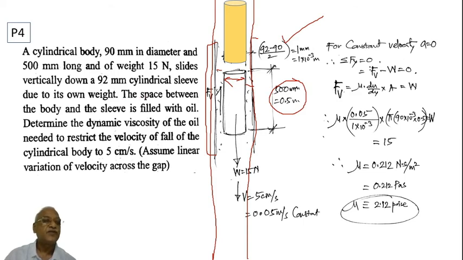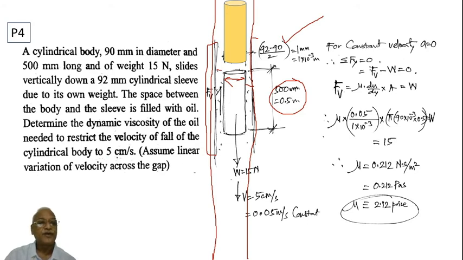The space between the body and the sleeve, which is there all along, is filled with oil. Now determine the dynamic viscosity of the oil needed to restrict the velocity of the fall of the cylindrical body to 5 centimeter per second. Assume linear variation of velocity across the gap. This I have explained to you in the earlier slide.